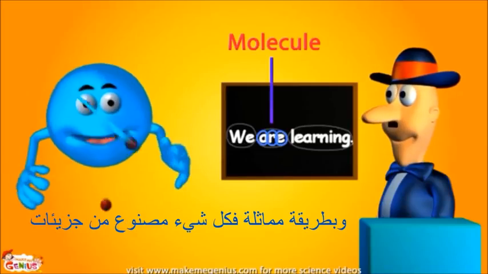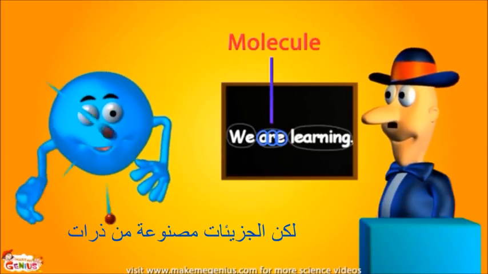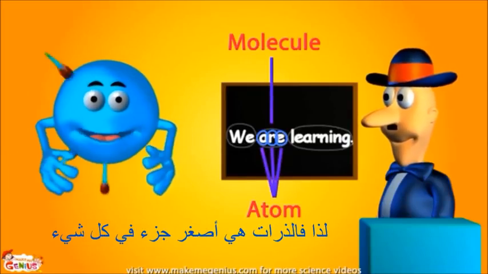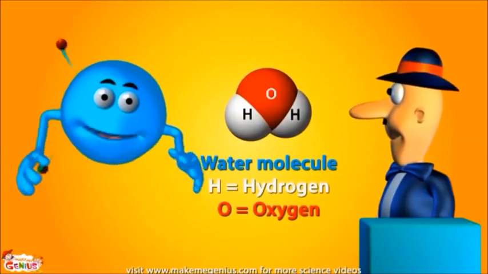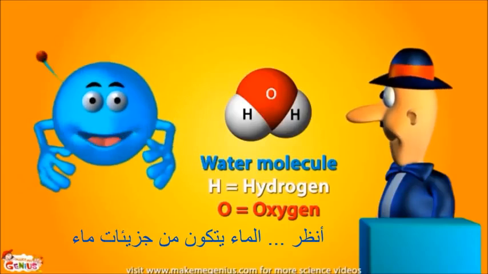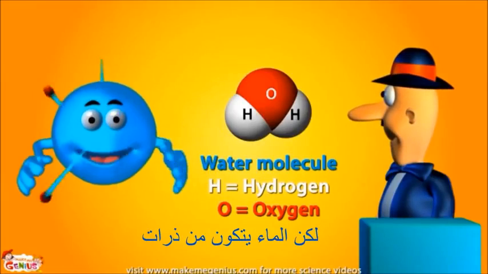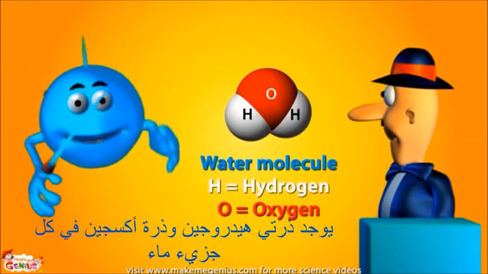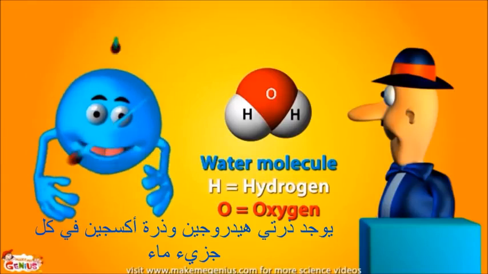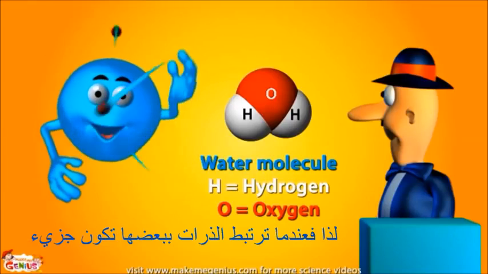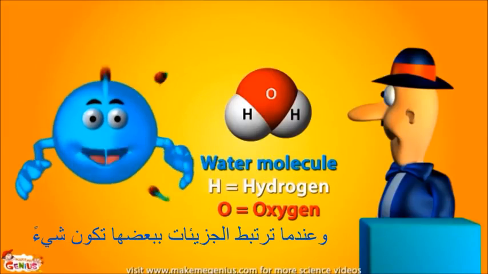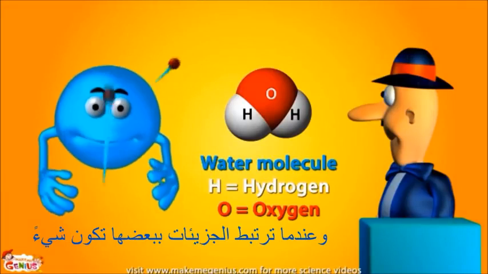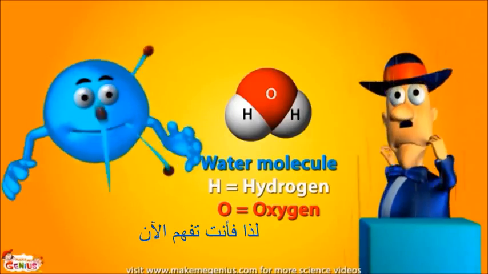Similarly, everything is made up of molecules, but molecules are made up of atoms. So atoms are the smallest unit of everything. Look at this. See, water is made up of water molecules, but water is made of atoms. There are 2 atoms of hydrogen and 1 atom of oxygen in each water molecule. So when atoms join together, they form a molecule. And when molecules join together, they form a thing. So now you understand. Good.